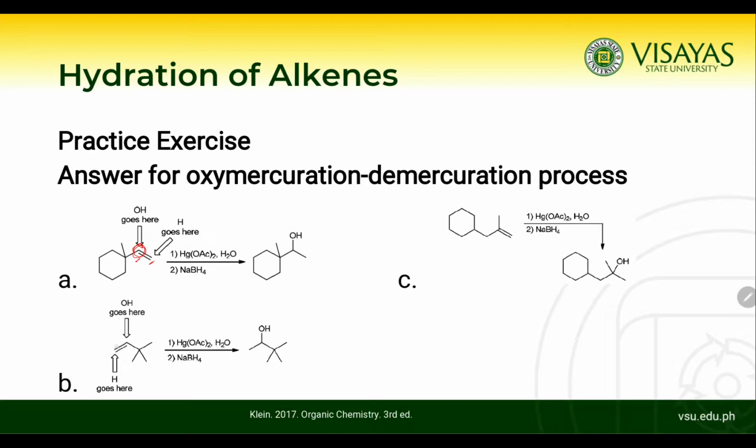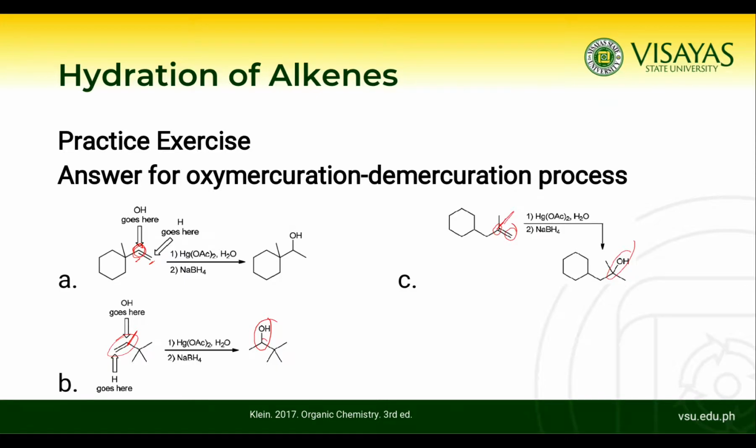In letter B, between the 2 carbon atoms here sharing the double bond, this one here is more substituted. So OH, of course, will bond in that carbon. Now, in letter C, between the 2 carbon atoms here, this one is more substituted. So our OH, of course, will bond in that carbon. So that's for the oxymercuration-demercuration process.